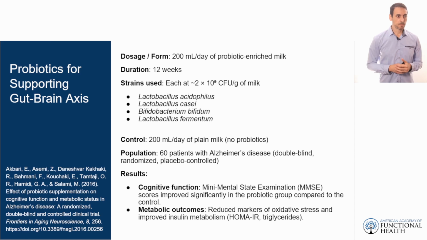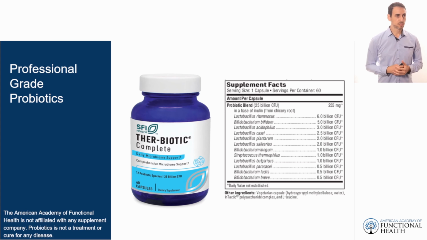The results were really interesting. 3 months later, the mini mental state examination score improved significantly in the probiotic group compared to the control. Second to that, in the metabolic outcome, there was a reduction in markers of oxidative stress and improved insulin metabolism. So really great improvement in just 3 months with just one simple strategy, right? And you can find different professional grade supplements, but this is one example, Therabiotic, which is a probiotic that has 12 different probiotic species. 3 out of the 4 strains that were in the study can be found in this specific product.